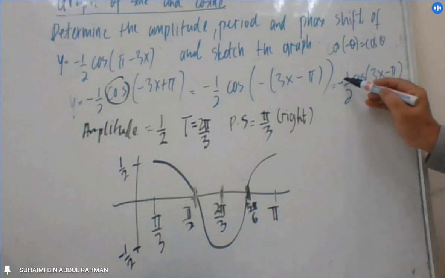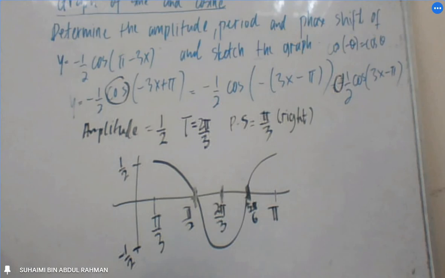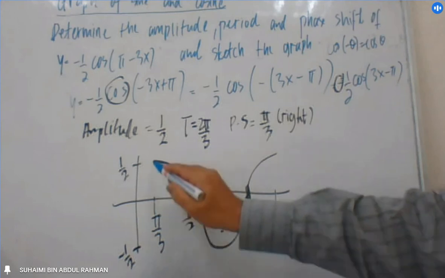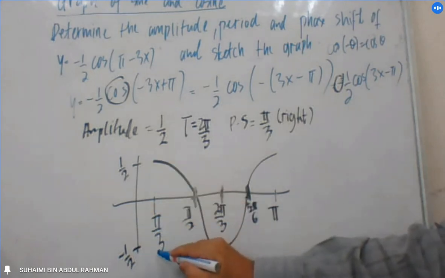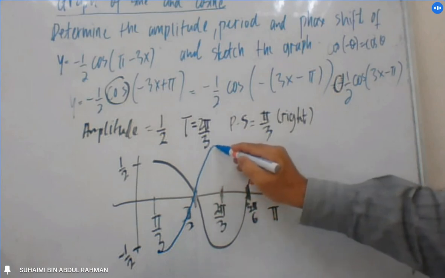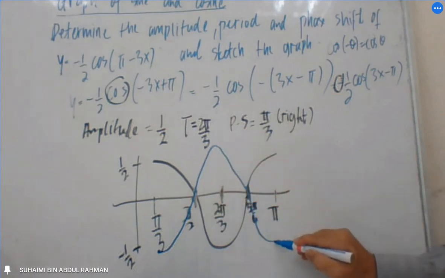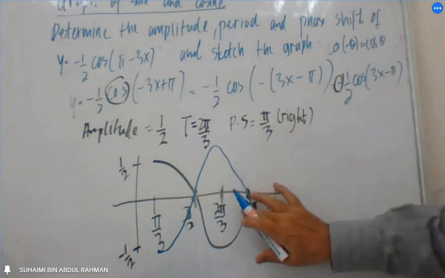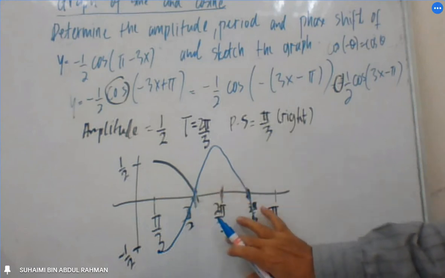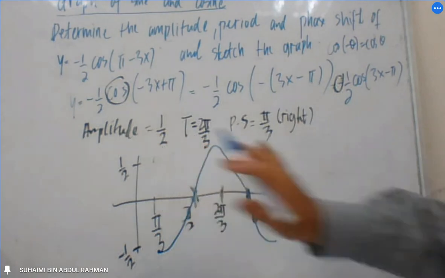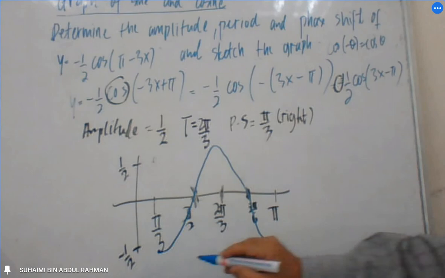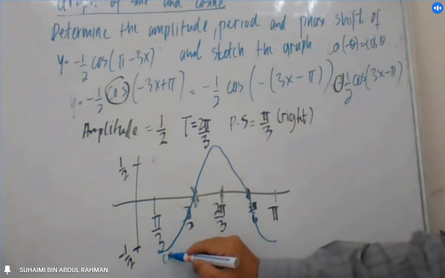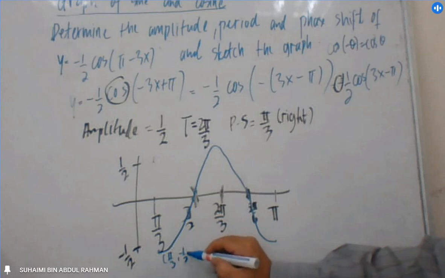Remember that our function consists of a negative. Therefore, what do we have to do? Reflect. Meaning that instead of starting at positive 1 over 2, start at negative 1 over 2. Go up, down. It's a reflection. It becomes like that. The point here is pi over 3, minus 1 over 2. Point here.